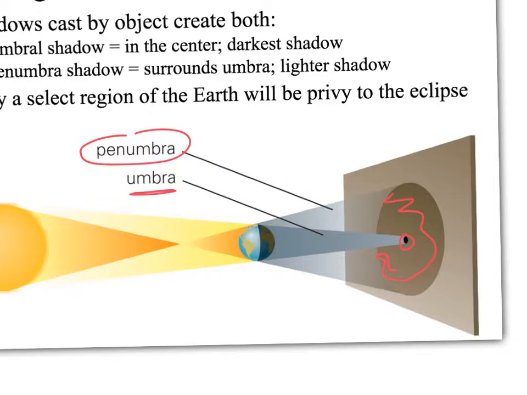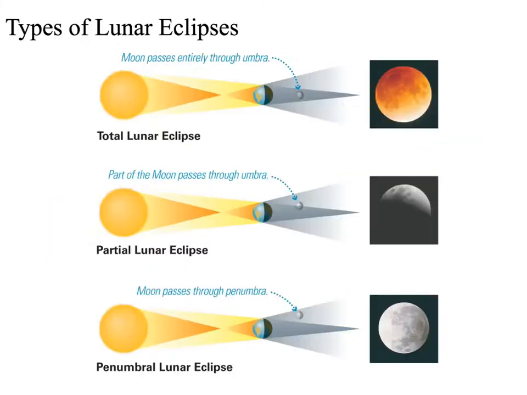So for lunar eclipses, when the moon just goes through the light part of the shadow, that is called a penumbral eclipse. But when it goes through the umbral part, that is called a total eclipse. I think I got that right. Now the other thing: does it make sense to you that eclipses will only be viewed by a certain part of the world? A certain part of the world is only privy to when this is occurring.